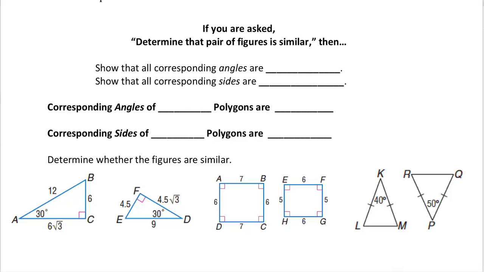So if you're asked to determine that the pair of figures is similar, then show all the corresponding angles are congruent, and show all the corresponding sides, not congruent here, but proportional.